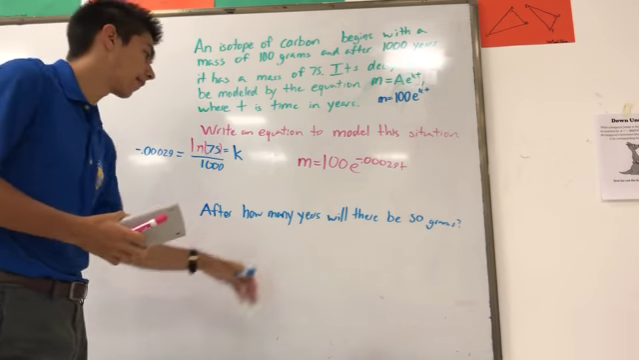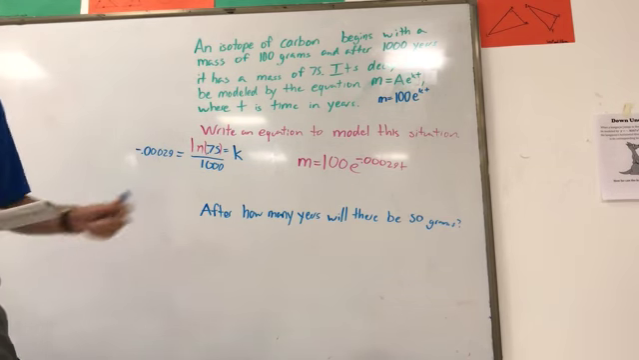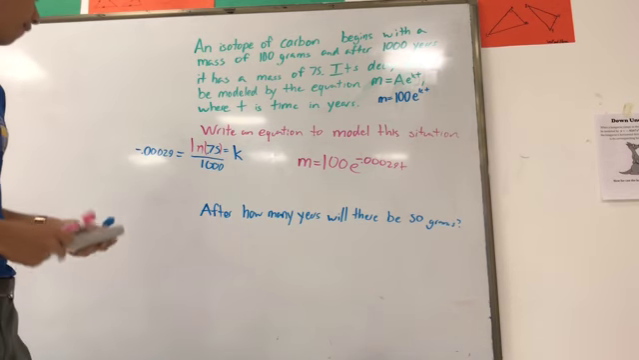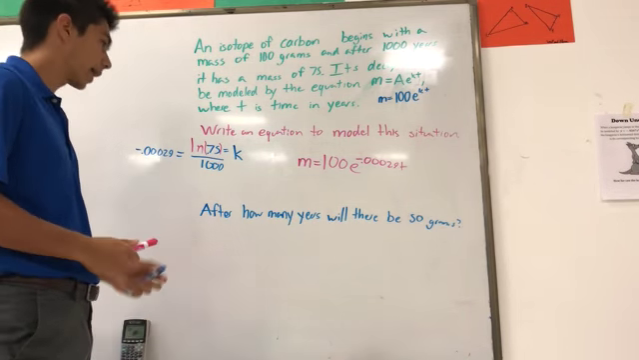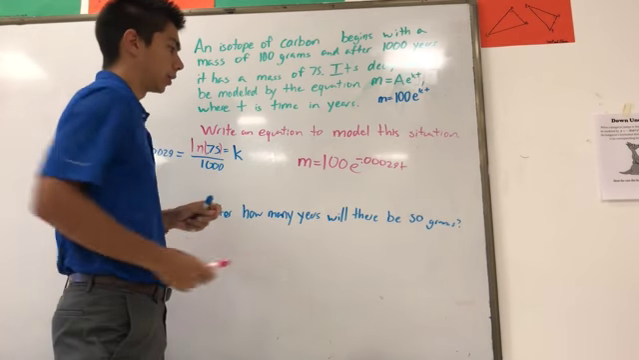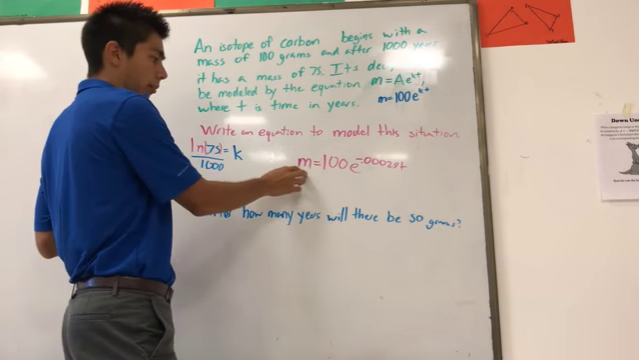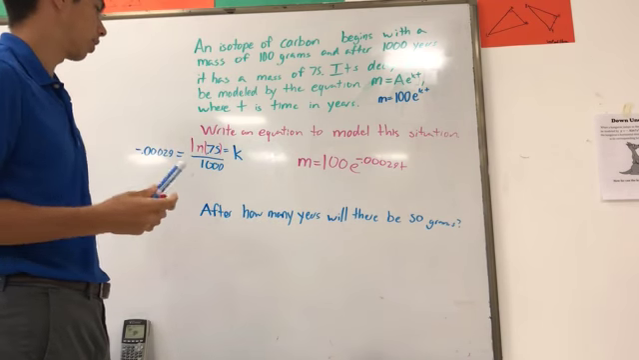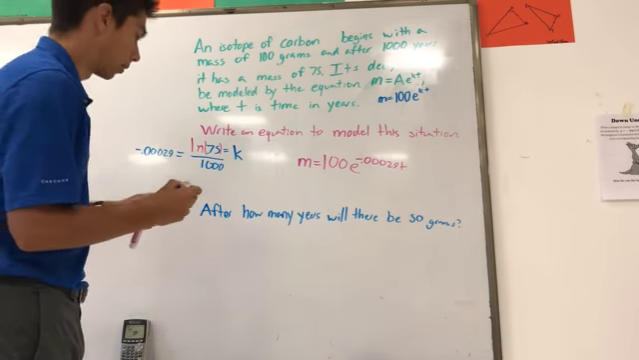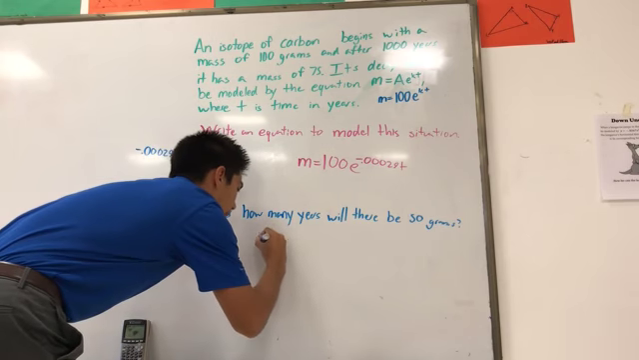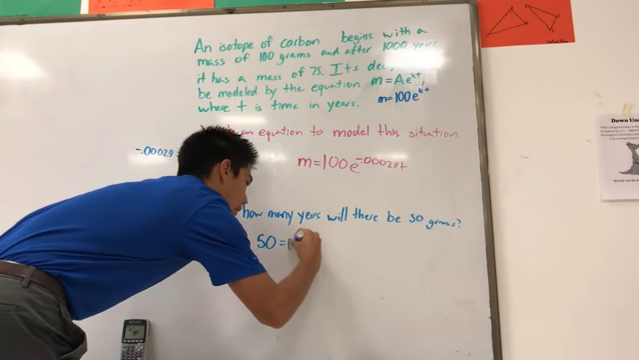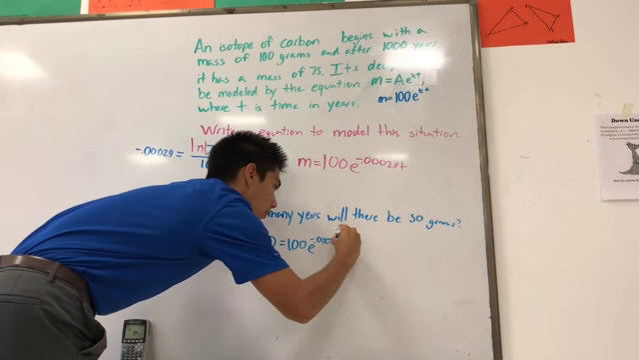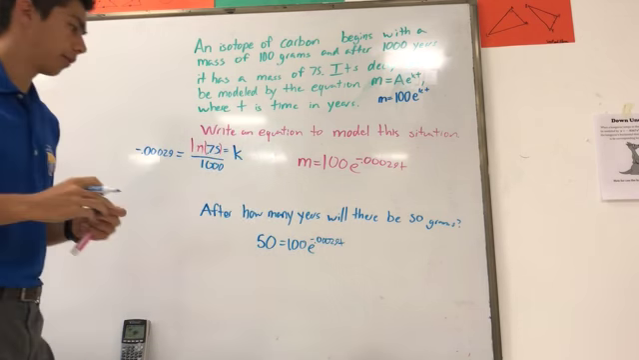For step 2, we are going to say after how many years will there be 50 grams? Or basically, you can think of it as after how many years will my amount be cut in half. Okay. So doing that, I now have my equation. I know the amount that I'm looking for and I don't know the time, so I'm going to plug this 50 in for m and I'm going to be solving for t. So I'm going to say that my m is 50 and it is equal to 100 e to the negative 0.00029t. I'm going to begin working from there.